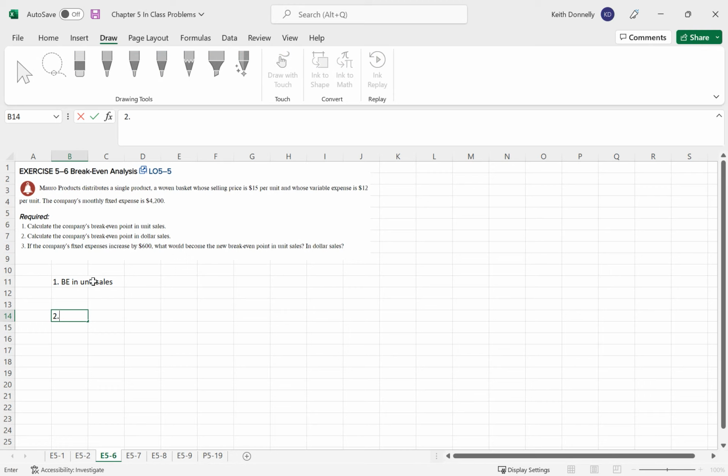Second one they want is break even in sales dollars. And then the third one they want here, it says if the company's fixed expenses increase by 600, what would become the new break-even point in unit sales, in dollar sales? Okay, so they want us to do a variation here for 3. We'll get to that when we come to it.